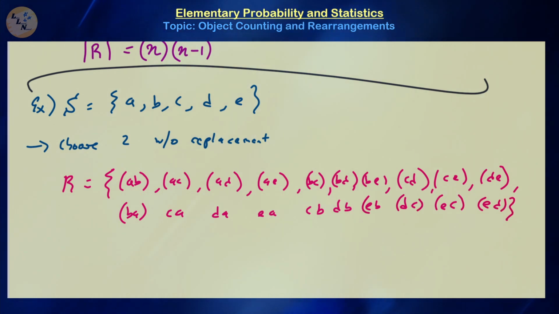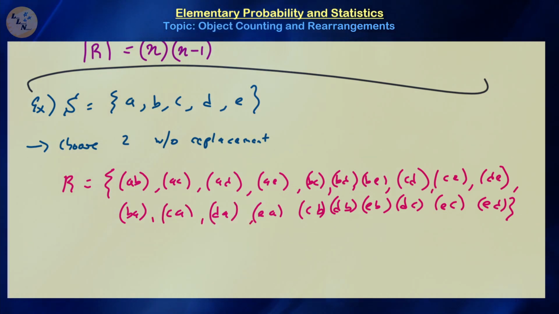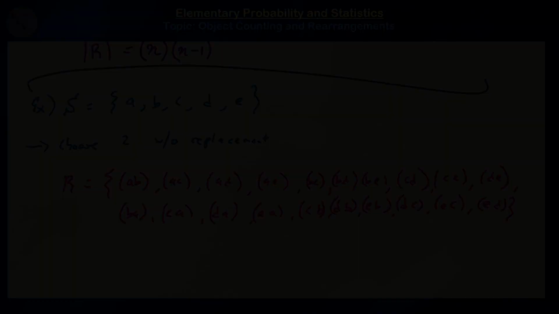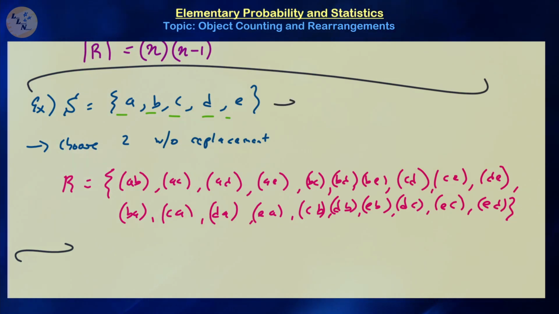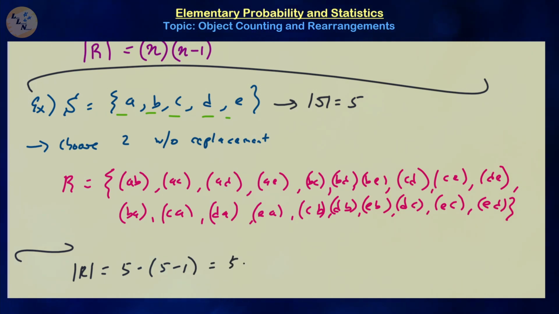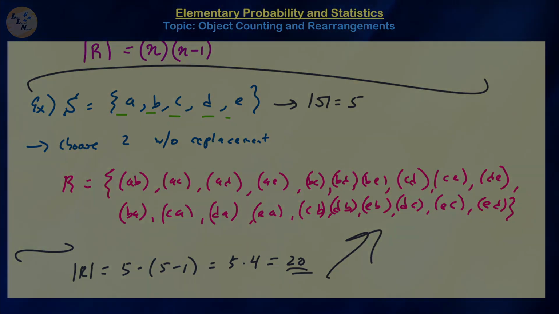So is that all the possible pairs? The answer is yes. But one may ask, well, what if I'm missing any? So originally there are 5 elements in this set. So that means by the fundamental counting principle, there's going to be 5 times 5 minus 1, which is of course 5 times 4, which is equal to 20. And this of course matches how many elements I have listed in the set above. So that's just a very basic example of the fundamental counting principle.